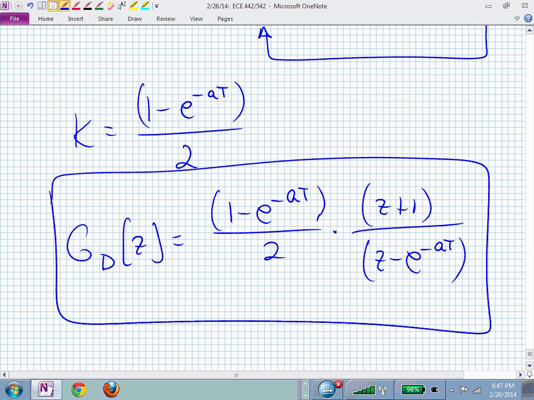If you replace the Z's with 1, you get a 2 upstairs, and you get a 1 minus E to the minus AT that cancels the 1 minus E to the minus AT upstairs, have a DC gain of 1. We'll pick up at that point or somewhere close on Monday.